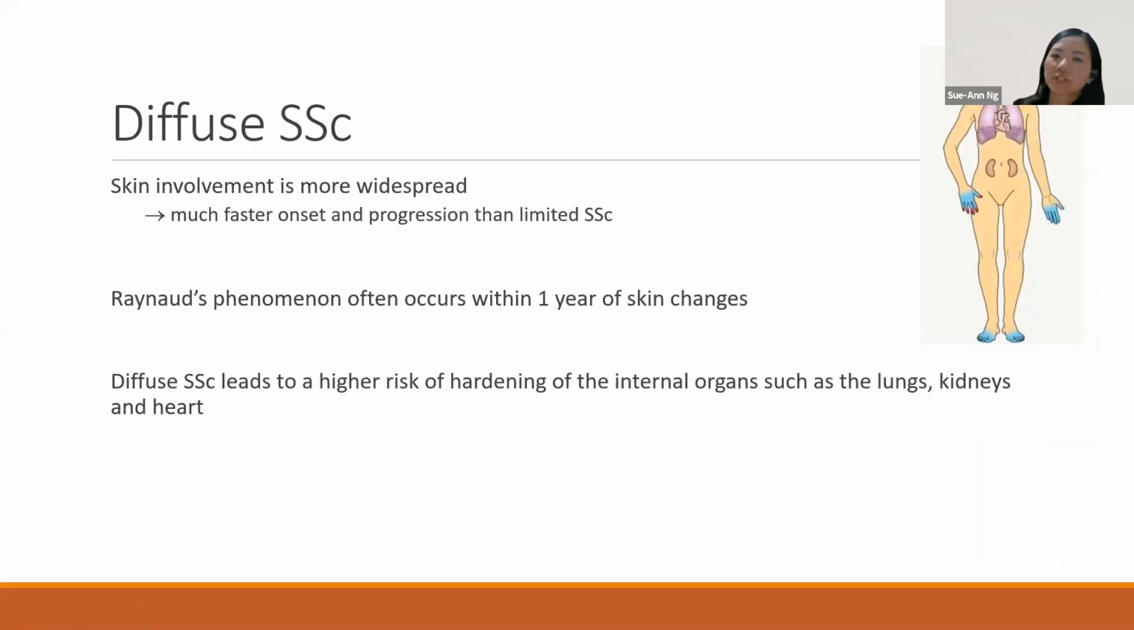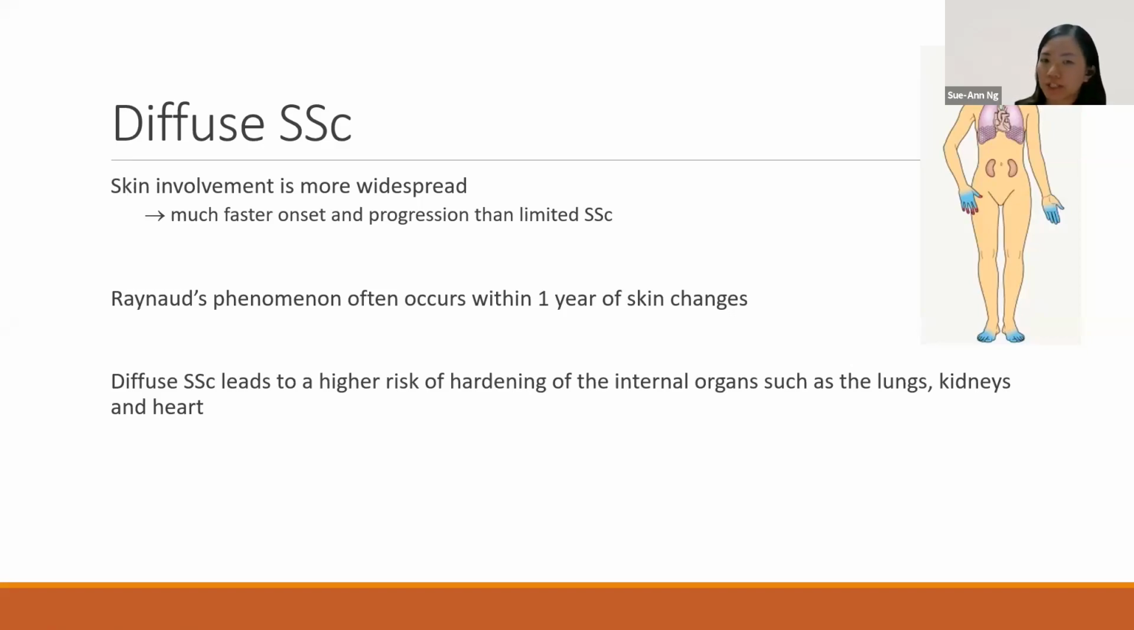In diffuse systemic sclerosis, skin involvement is more widespread. Again, if you look at the figure here, any part from the fingers all the way up to the elbows and the toes all the way up to the thigh, the body and the face may be involved. And the onset and progression is much faster than the limited subtype.